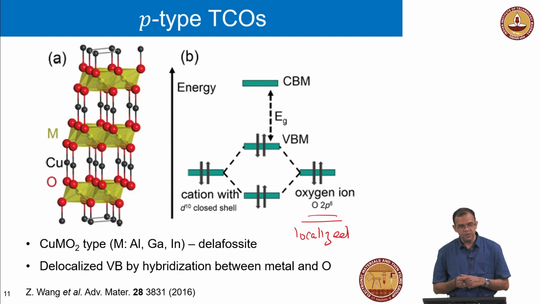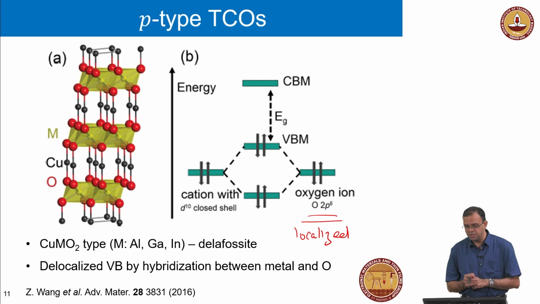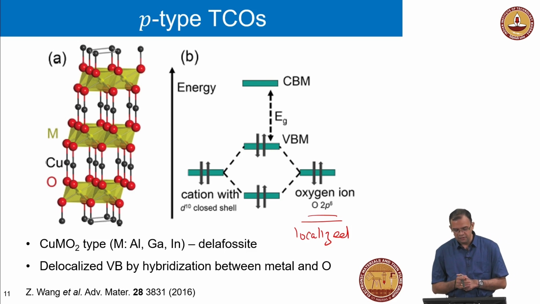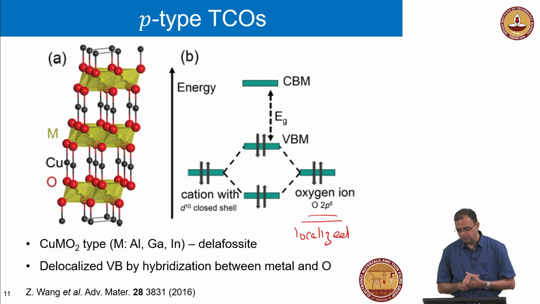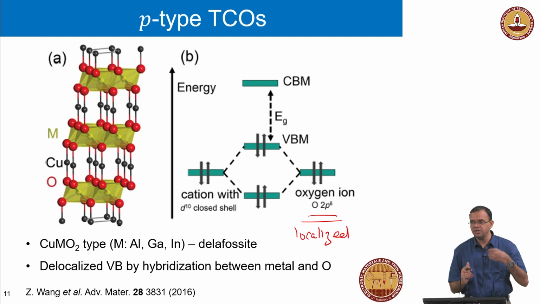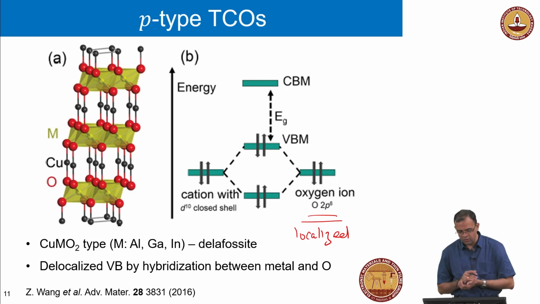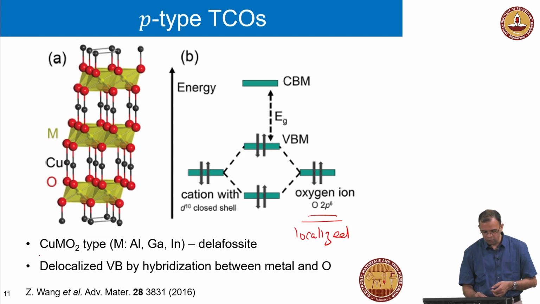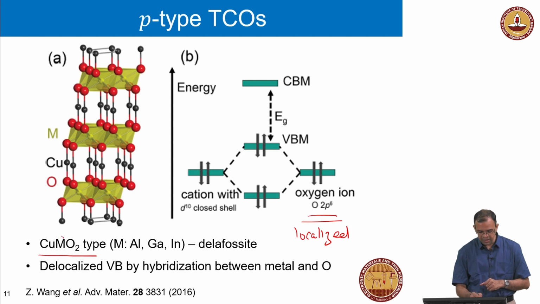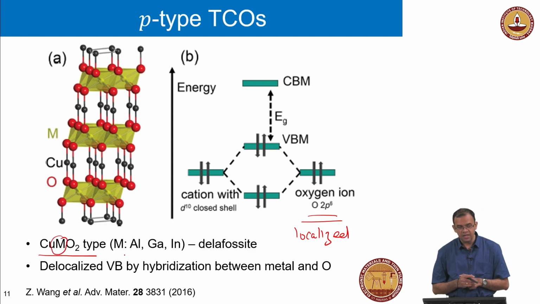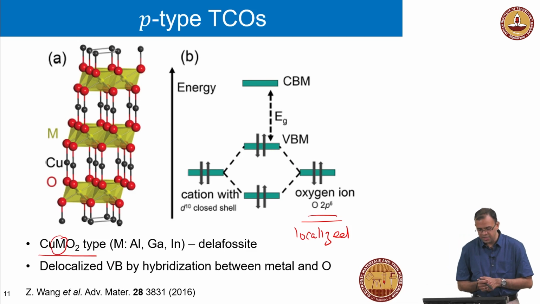So again people, by looking at first principle calculations, have figured out that you need an extended valence band, especially if I want to make a p-type TCO, because we want the holes to be able to flow through the material and not be at localized states. So one popularly used type of TCO is copper based. So it is of the form copper M oxide. M here stands for metal. The metal can be aluminum, gallium, indium and so on.